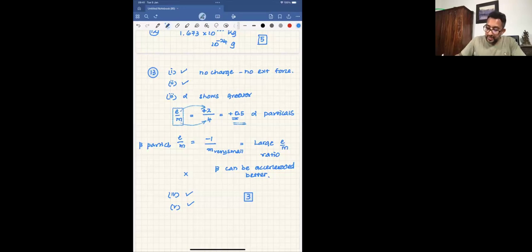And then if you look at the beta particle, what is the charge? Charge is -1 and the mass is simply m, which has a very, very low value, 9.108 × 10^-31 kilograms. Very, very tiny. So you are dividing -1 by a very small mass and you get a large value. If it has a large value, that means you can accelerate it better. So beta particles can be accelerated better. Did you understand that?